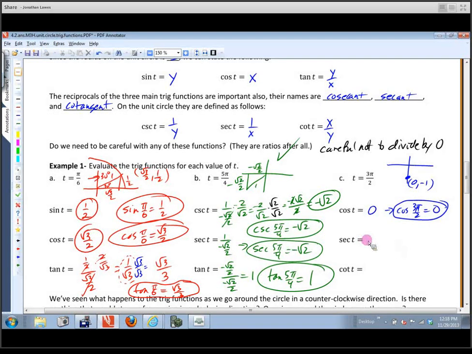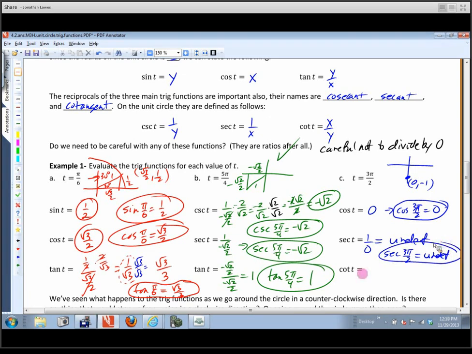And then the secant is going to be 1 over the x-coordinate. So we're dealing with this one right here. That's going to be 1 over 0, which is undefined. Okay? So the secant of 3 pi halves is undefined.